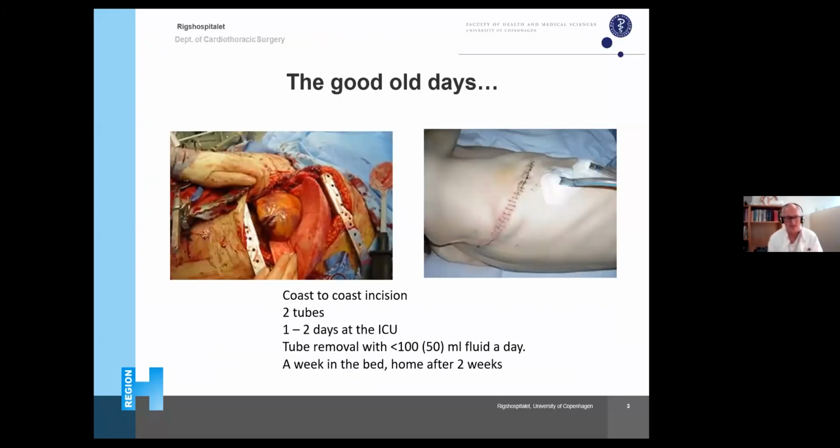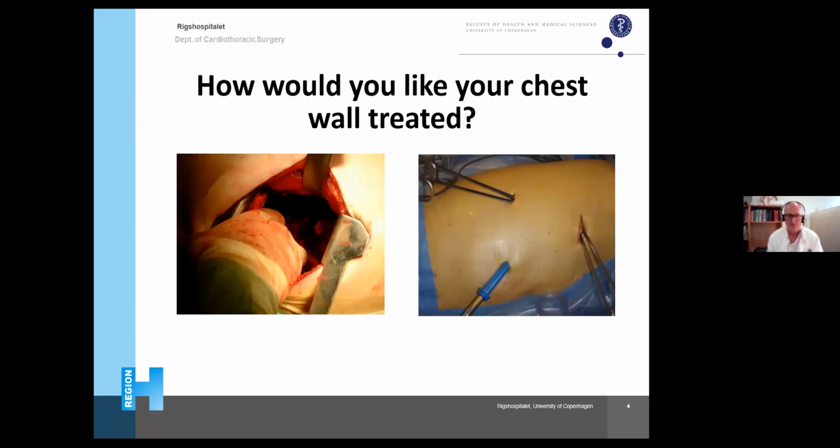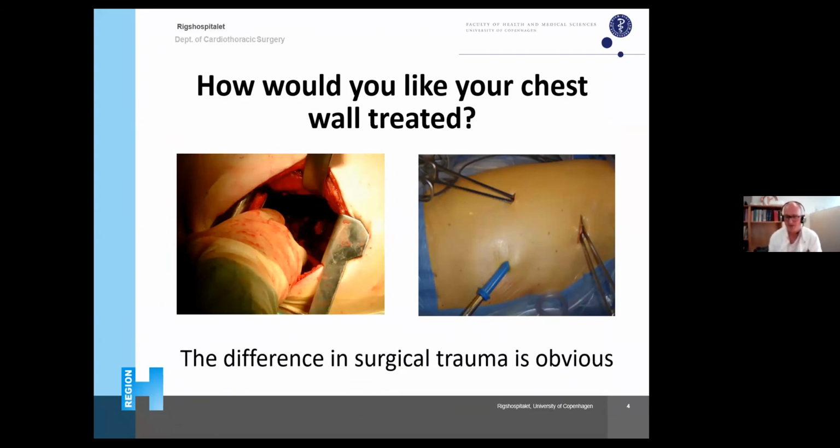So in the good old days, you had huge thoracotomies. Whenever you had a problem, you could stick your head inside, deal with the problem, clamp the vessels or whatever, and try to stitch your way out of the problems. But for sure, everybody knows how you would prefer to have your surgery, and the difference in surgical trauma is obvious.